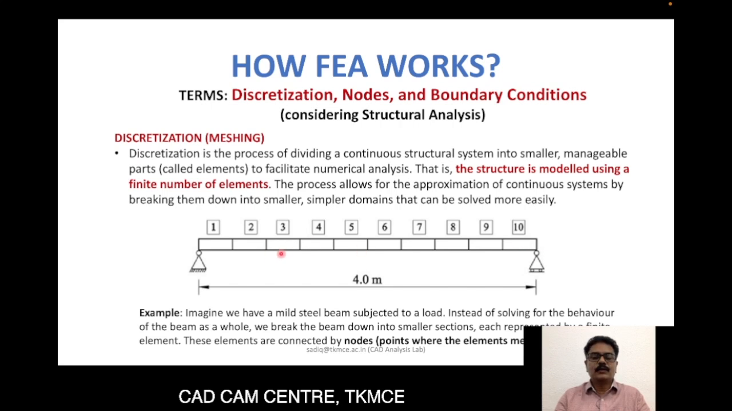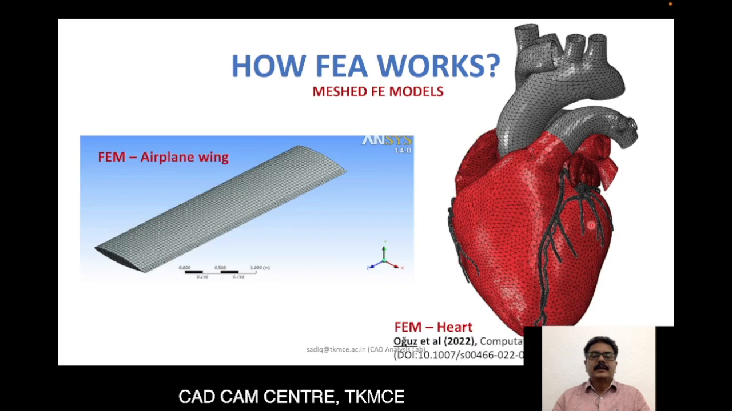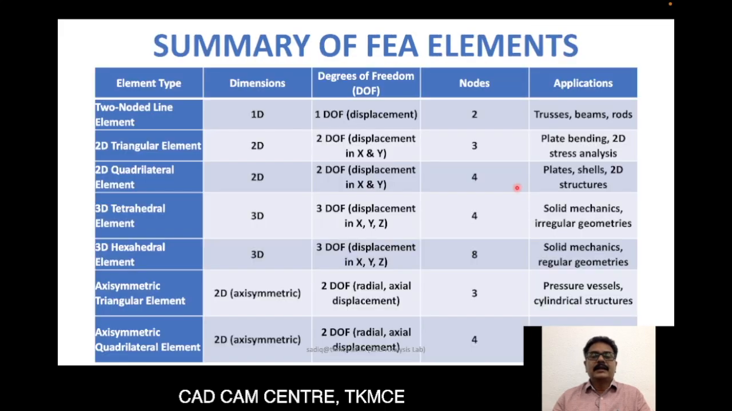So what you see here is a meshed model. Here we see little more complex meshed models. Here is an analysis where an airplane wing is discretized like this. This is a mesh you can see here. See, here there is another model, of a heart. There also we see that the model is meshed. I have told you that finite elements are used to discretize the domain.